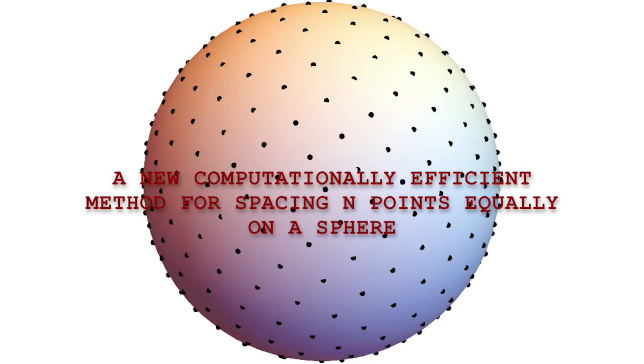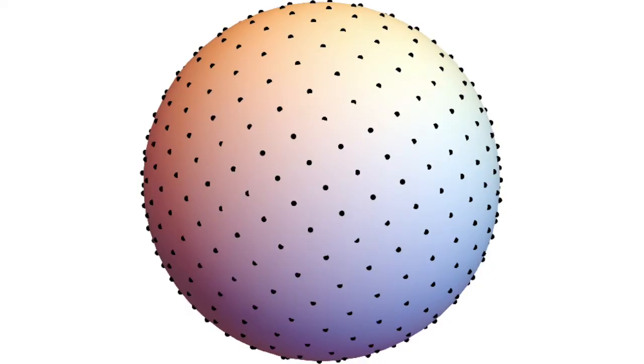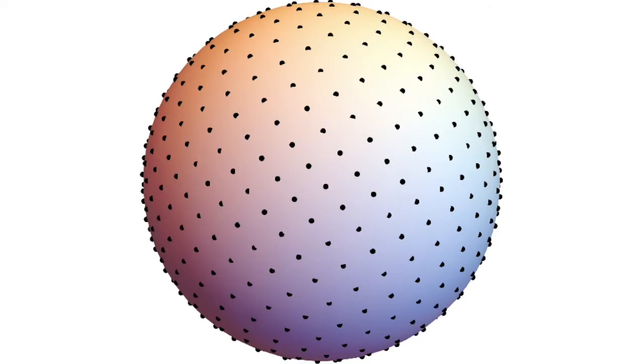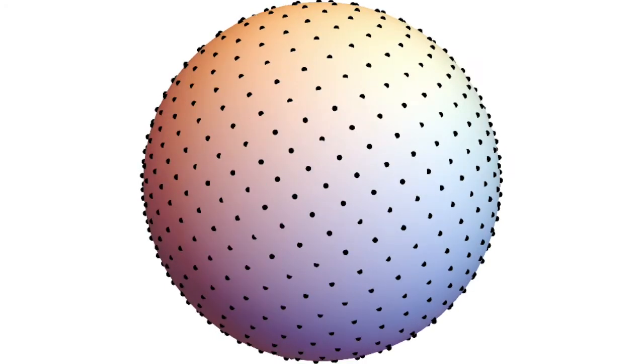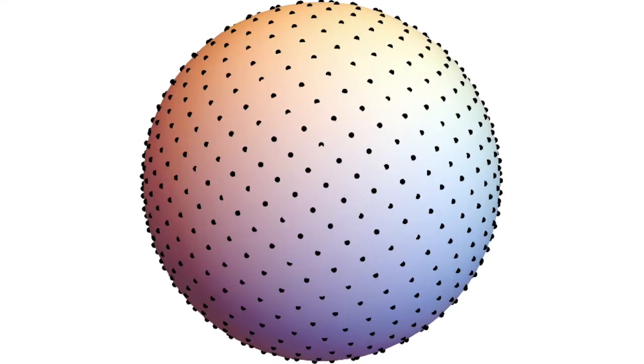A new computationally efficient method for spacing endpoints equally on a sphere. The problem of spacing any number of points equally on a sphere is extremely intriguing because it is impossible to solve. Now I know that you are probably thinking that this seems like a simple problem, but despite seeming simple, it is actually quite challenging. In fact, it is impossible.